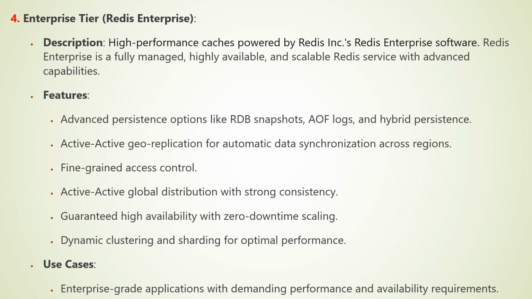4. Enterprise tier, Redis Enterprise. Description: high-performance caches powered by Redis Incorporated's Redis Enterprise software. Redis Enterprise is a fully managed, highly available, and scalable Redis service with advanced capabilities. Features: advanced persistence options like RDB snapshots, AOF logs, and hybrid persistence. Active Geo-Replication for automatic data synchronization across regions.